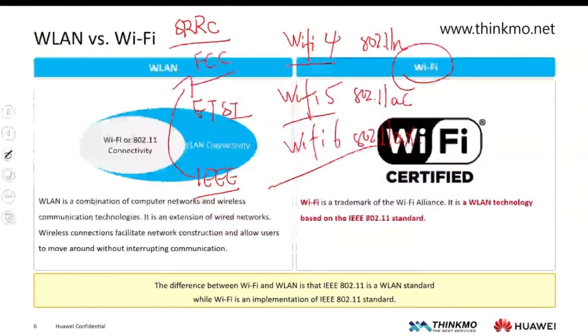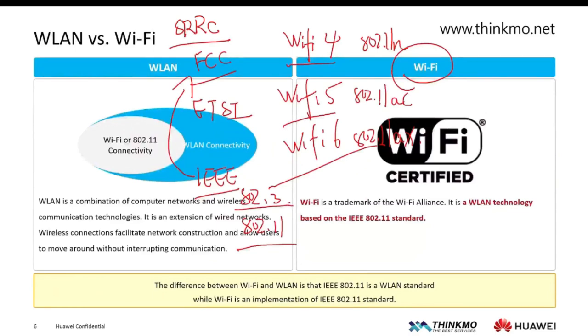The IEEE has two very important standards called 802.3 and 802.11. 802.3 is for wired communication. 802.11 is the standard for wireless communication. It's widely used in Wi-Fi networks.